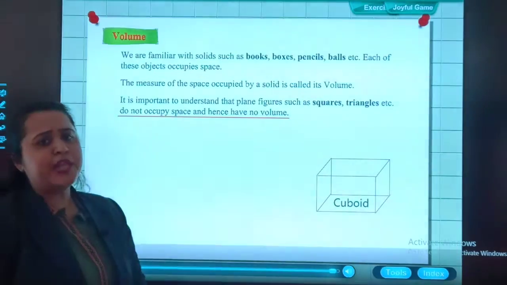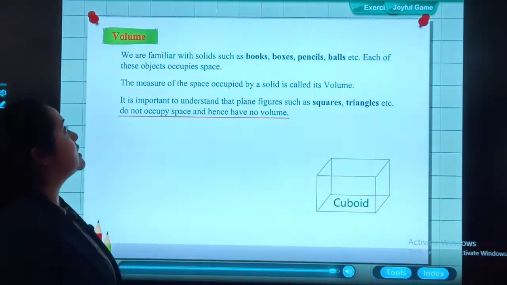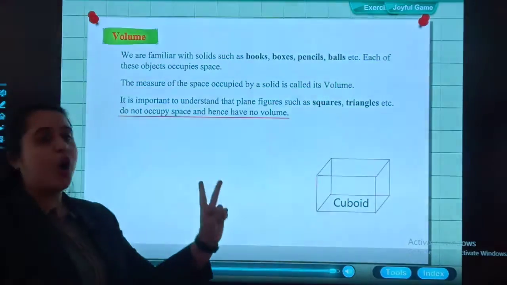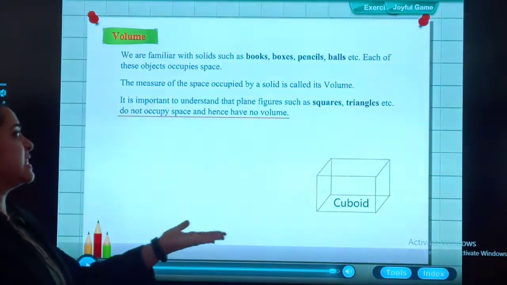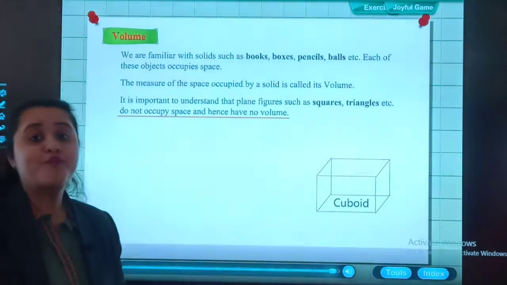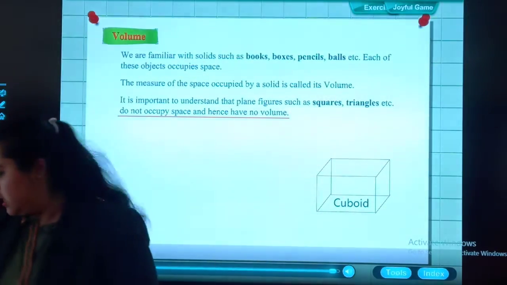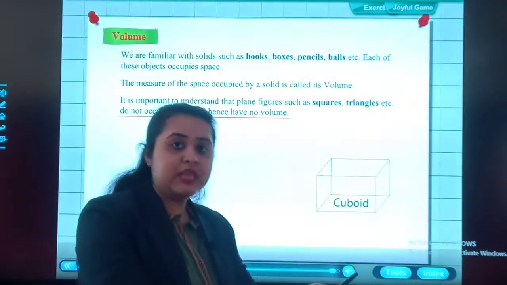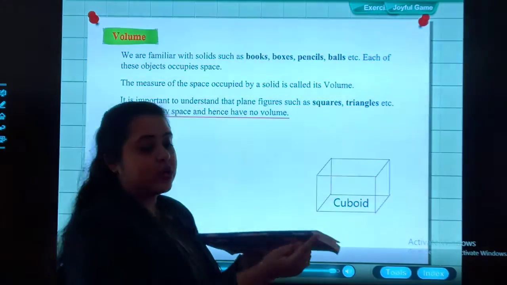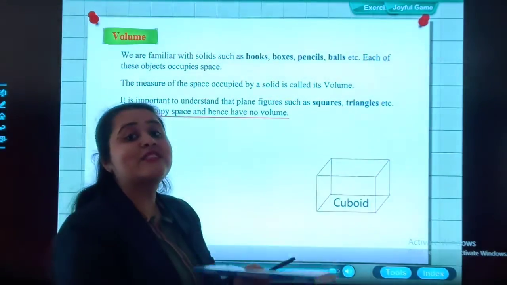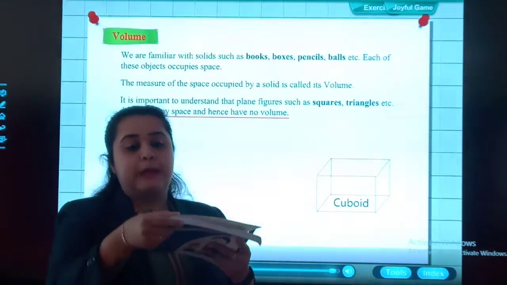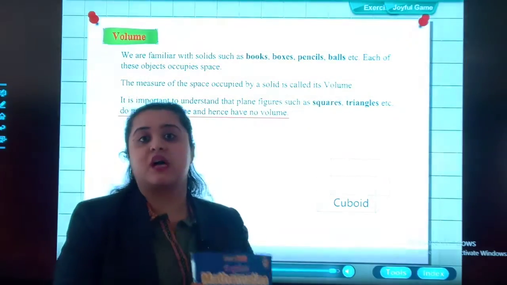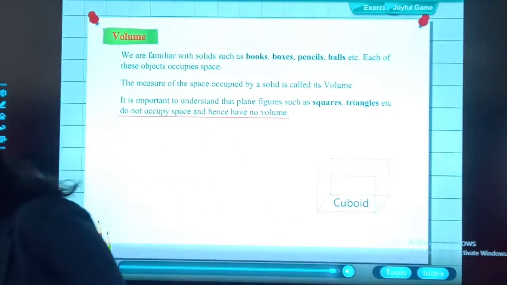Students, we are familiar with the solid substances or solid objects such as books, balls, pencils, etc. Each of these objects occupies some space. For example, this is a book. I am keeping this on the table. So, इसकी जो जगह होगी that is known as area. But इसकी width, इसकी height, that all comes under volume.